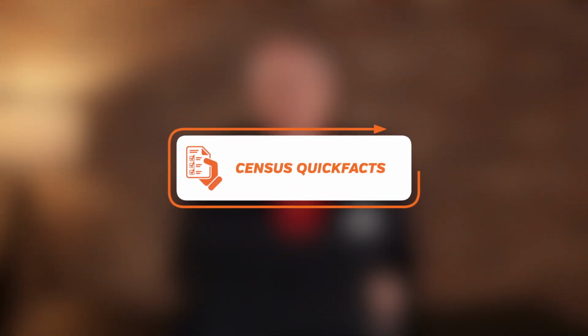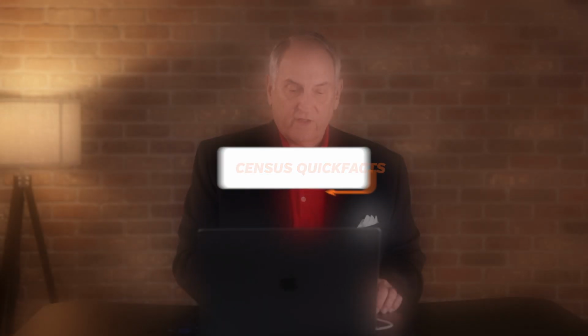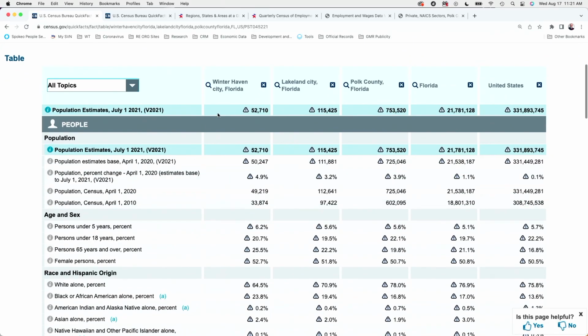Looking at census, the tool that we reference is Census Quick Facts. And so let's take a look at that for a moment, and we'll discuss how it helps us to understand things. This is the Census Quick Facts report for our geography, Lakeland, Winter Haven, Polk County, Florida, in the United States. And typically we arrange the geographies in kind of descending order, if you will. Starting from right to left.